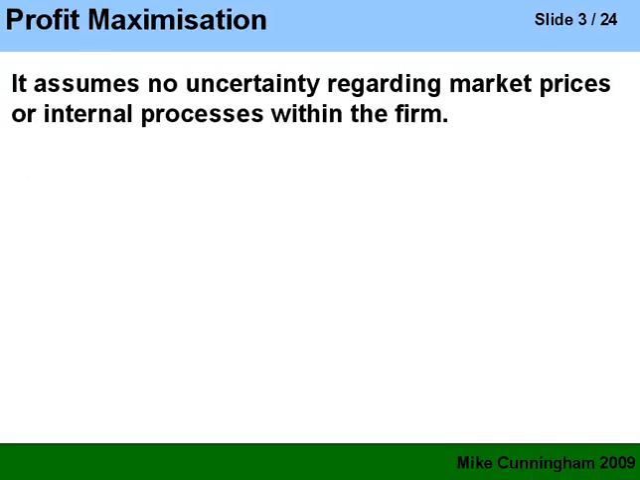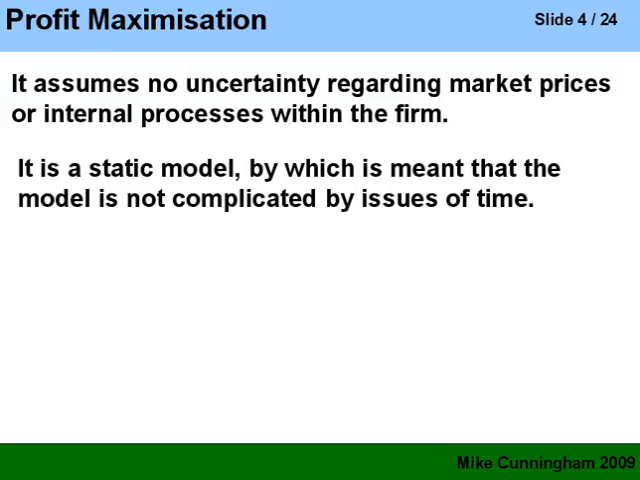The model assumes that there is no uncertainty regarding market prices or indeed the internal structure of the firm. There's no uncertainty in the system. Everything is known absolutely. Everything is known with certainty. So the managers know what the market prices are, and they know what the internal cost structures are of the business. They know what the production system is. They know everything about it. Everything is known with certainty. Of course, that itself is very unrealistic.